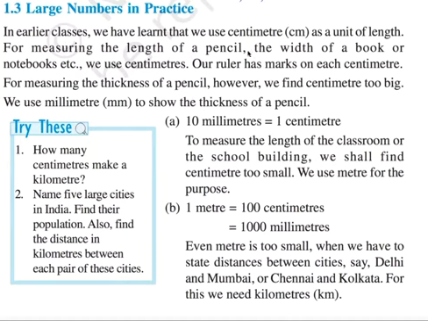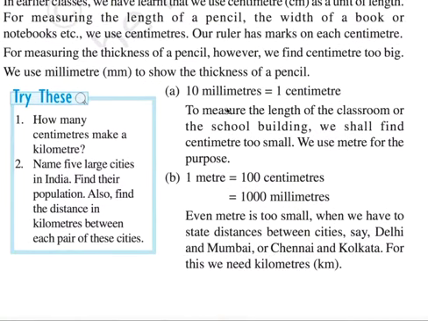In earlier classes, we have learned that we use centimeters as a unit of length for measuring the length of a pencil, the width of a book or notebooks. Our ruler has marks on each centimeter, 0 to 15 cm or 0 to 30 cm, like that. For measuring the thickness of a pencil, however, we find centimeter too big. We use millimeter to show the thickness of a pencil. What is millimeter? 10 millimeter is equal to 1 centimeter.